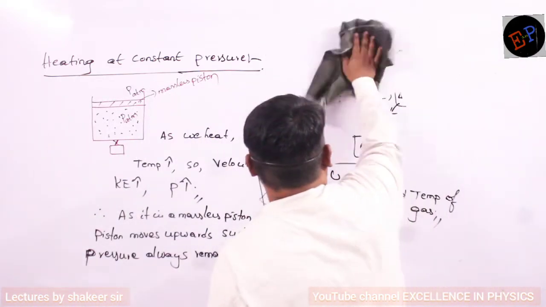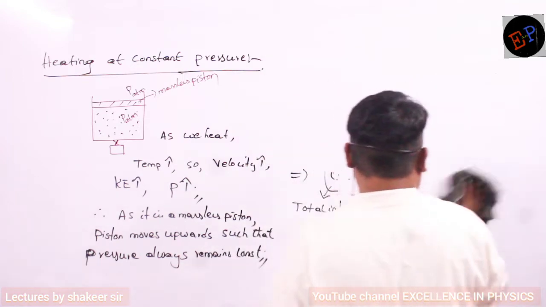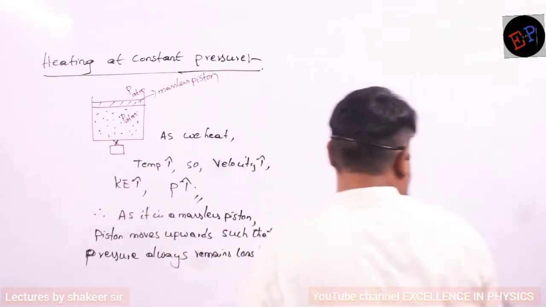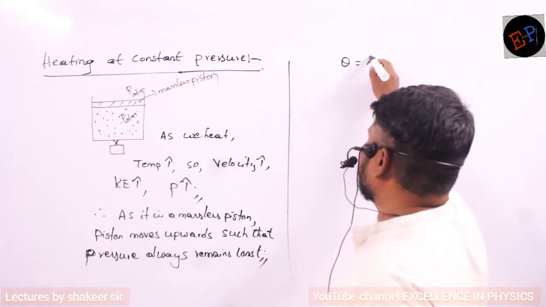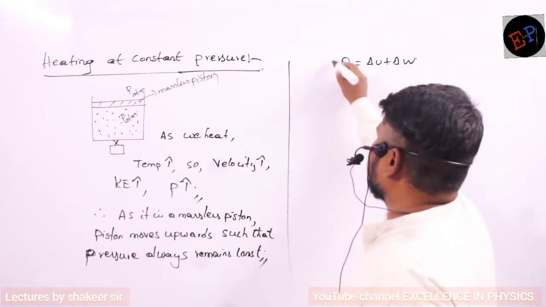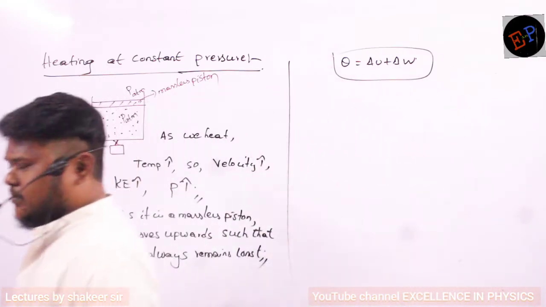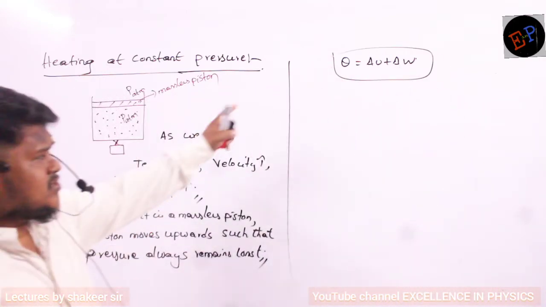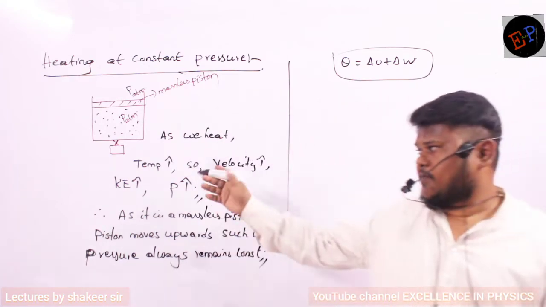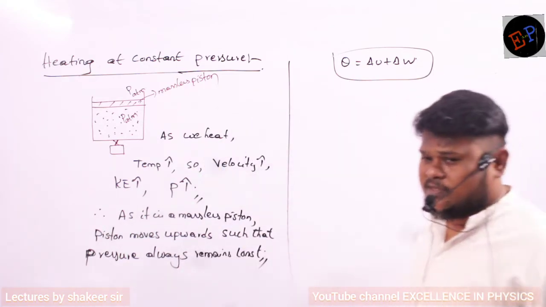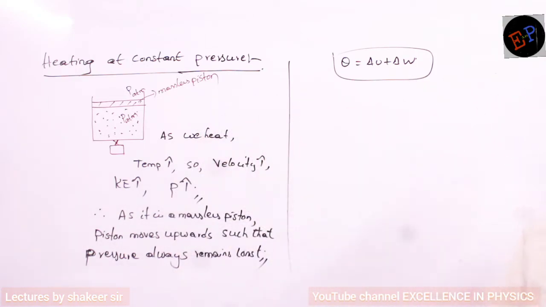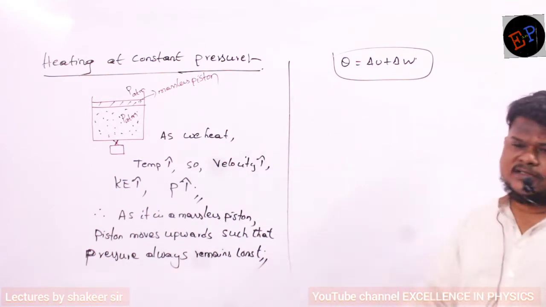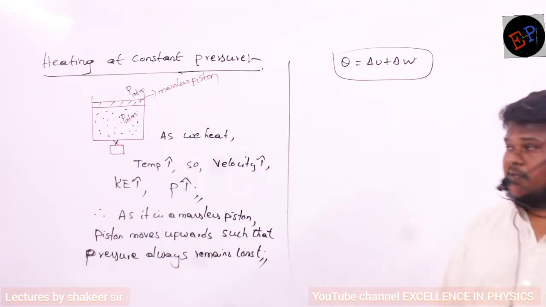According to the first law of thermodynamics, is Q zero? No, we are supplying heat energy. Delta U, is it zero? No, temperature is increasing. Work done, is it zero? Work done also is not zero, because definitely the gas's volume is increasing.